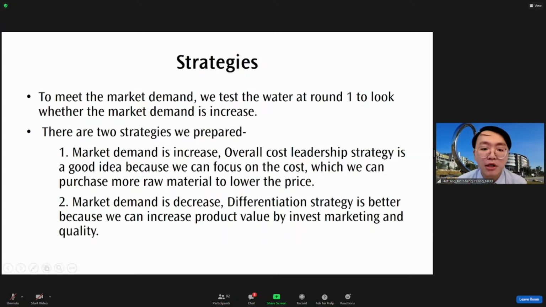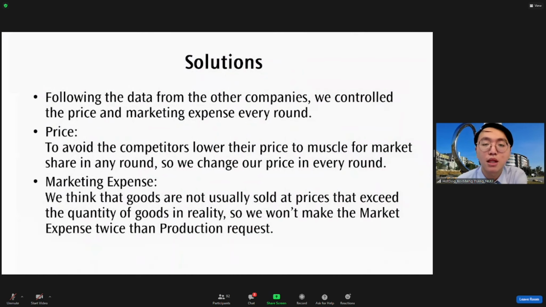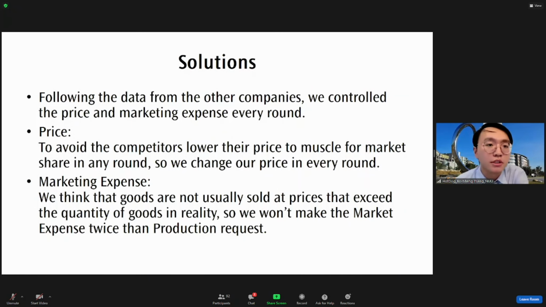Second, if market demand is decreased, the differentiation strategy is better because we can increase product value by investing in marketing and quality. Now, those are the solutions. Following the data from the other companies, we control the price and the marketing expense every round.